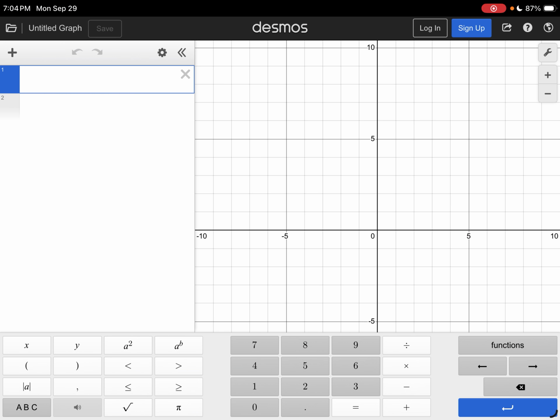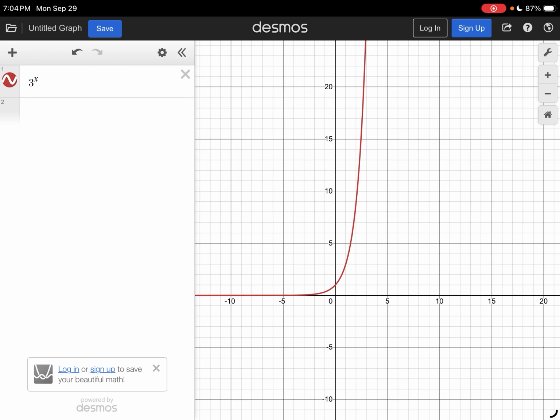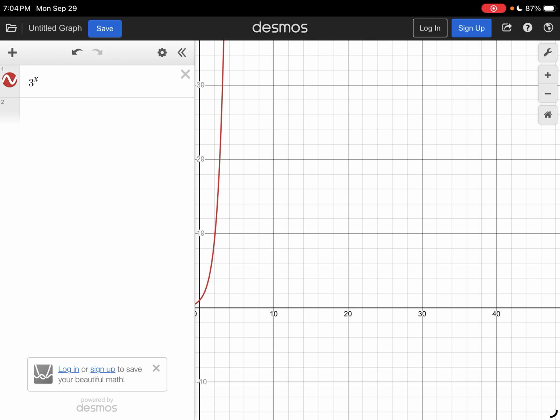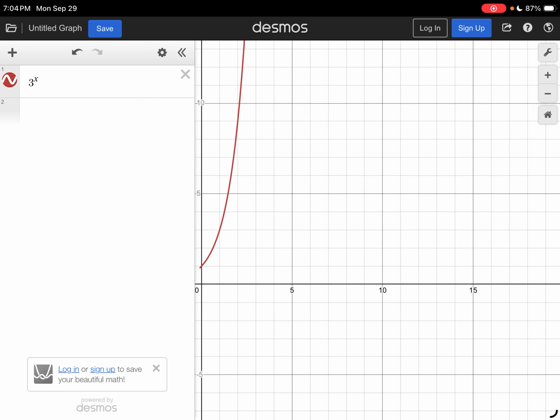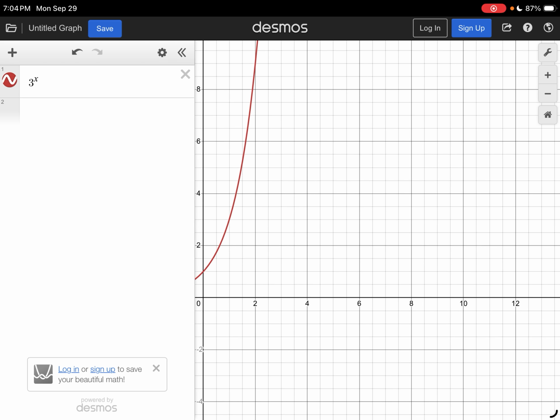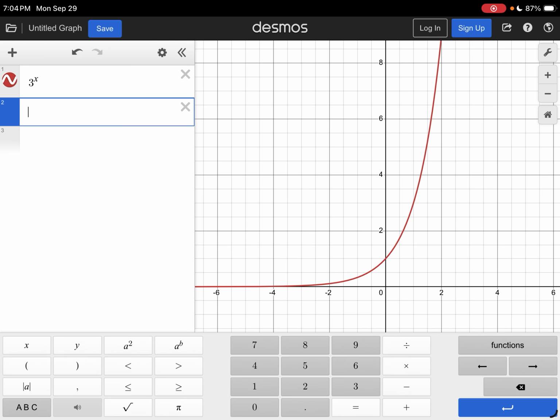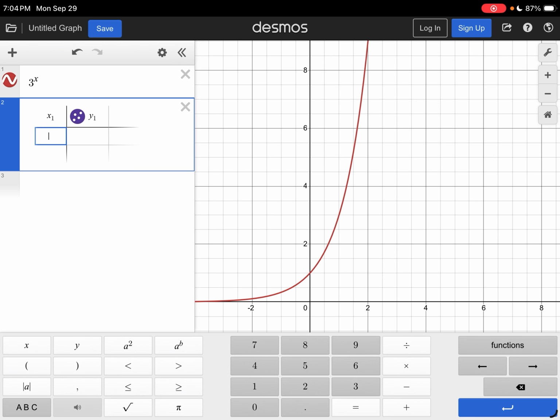There we go. Okay, so if we look at what 3 raised to any power is, here it is. What you see is that everything on the positive side, all our positive numbers down here, look at that. The graph is increasing. Increase, increase, increase. But over here, it's getting smaller, smaller, smaller, smaller. Okay? In fact, you can look at this.